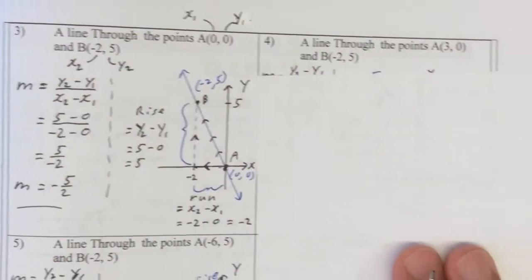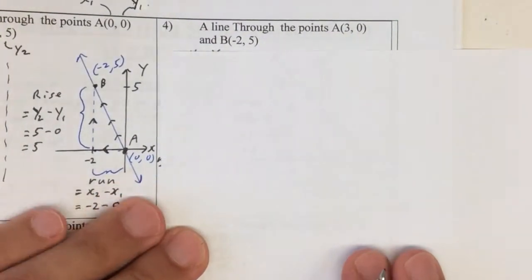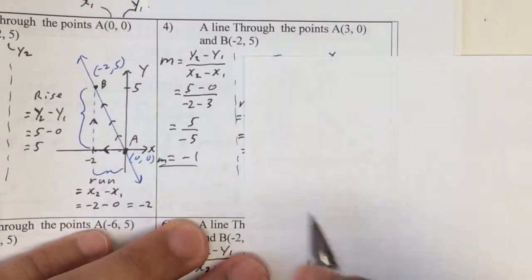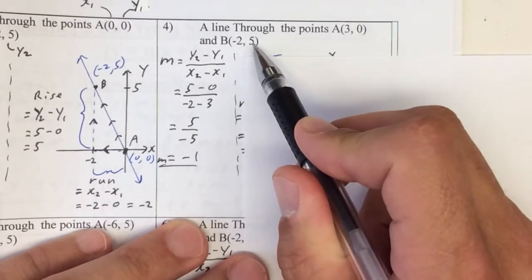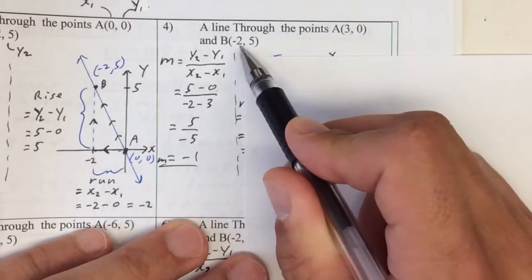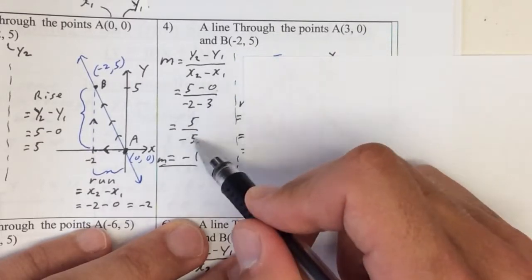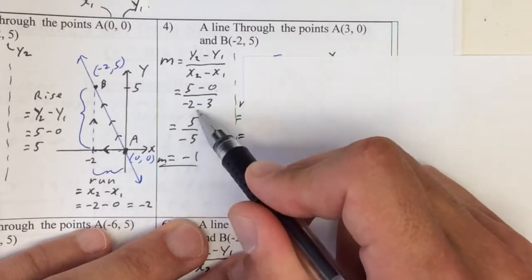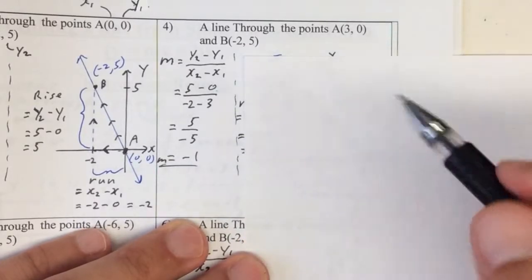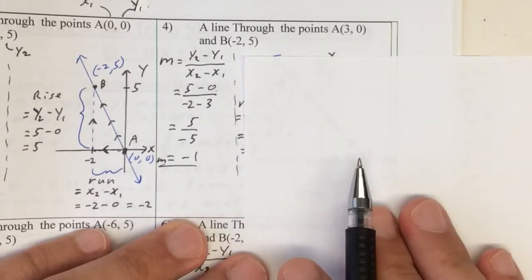Now, another example here is a line through 2 points. Neither of them is the origin, but one's on an axis. So again, y2 minus y1, so 5 minus 0, over x2 minus x1, -2 minus 3. You simplify that, that becomes 5 over negative 5, which equals negative 1. So the slope is negative 1, which means it goes down. In both cases, the last example, it goes down too.